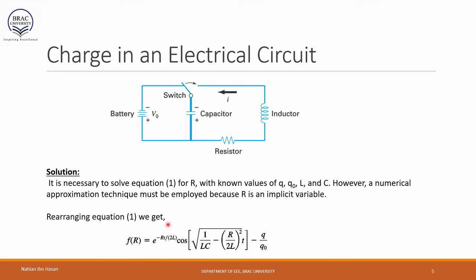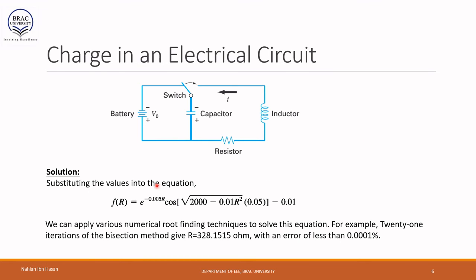So we need to solve this equation to find out the value of R. Look at this, it is a function of R, f of R, and we need to solve this equation to find out R. So what kind of numerical problem is this? I hope you already remember, this is a root finding problem, because this is a function of R and we need to find the value of R. So that makes the problem a root finding problem. So let's see how we can solve this.